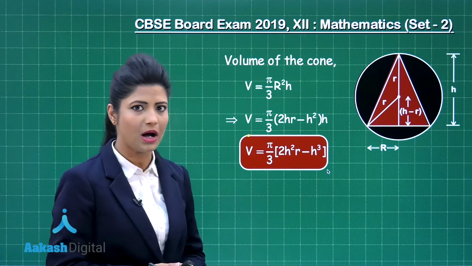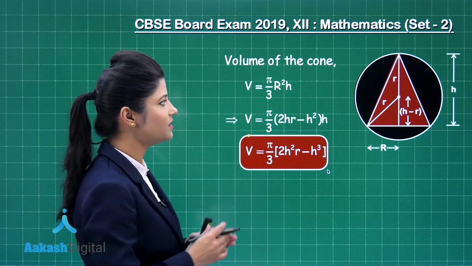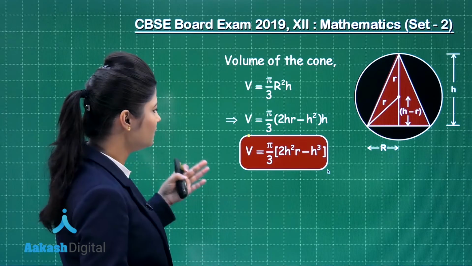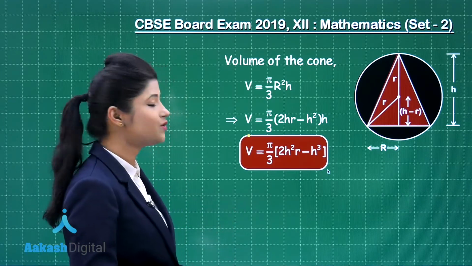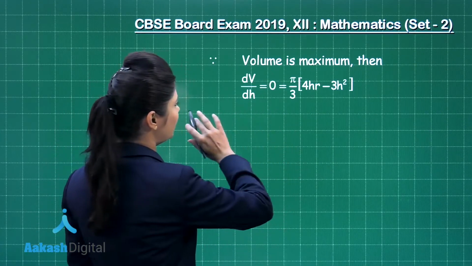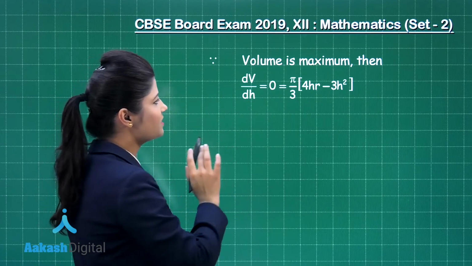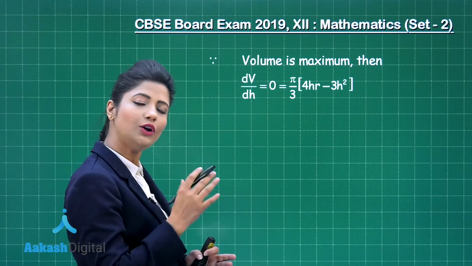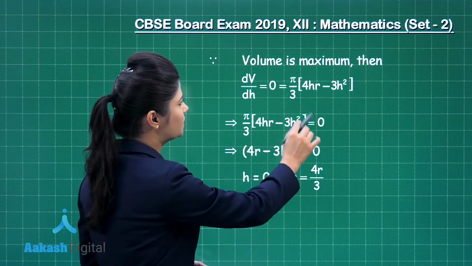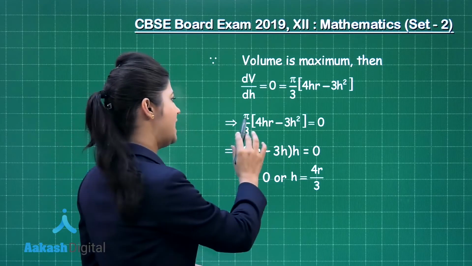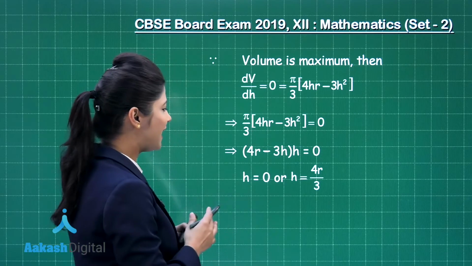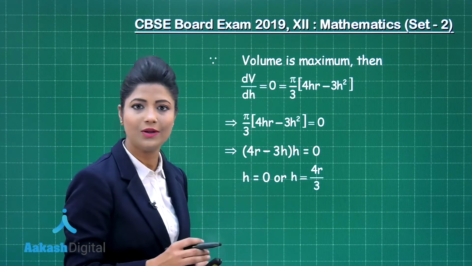Now as we are talking about this right circular cone being inscribed in the sphere, where the cone is of maximum volume, if this volume is maximum, then dV by dh will be equal to 0. So I have taken the derivative on both sides. That gives me dV by dh equal to pi by 3 into 4hr minus 3h square. Next, if I consider this equal to 0 for the case of maximum volume, on simplification I get 4r minus 3h into h is equal to 0. That helps me obtain two possible values of h.